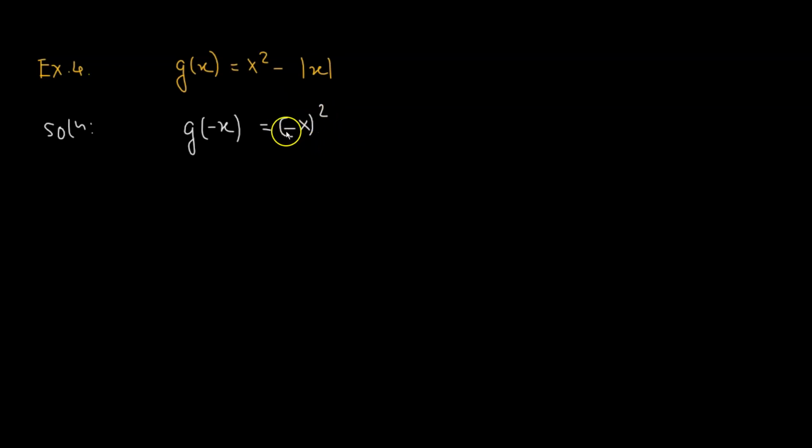Please be careful here while you're writing negative x whole squared and not simply write it as negative x squared. Because this is not equal to negative x squared, because negative x whole squared is x squared, and by no means will negative x squared be equal to x squared, so they're unequal. So please be careful here. Minus absolute value of negative x.